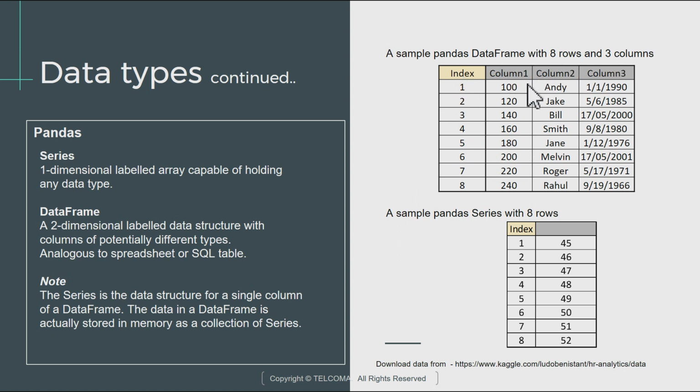But we can access one of these elements with the row index and the column index. Now this, unlike other data types, can have numeric values or even string values. We can alter the index values as per our convenience. Now to note, the series is the data structure for a single column. So essentially, the data in a data frame is actually stored in memory as a collection of series. So technically, data frame is built on the foundation of series.